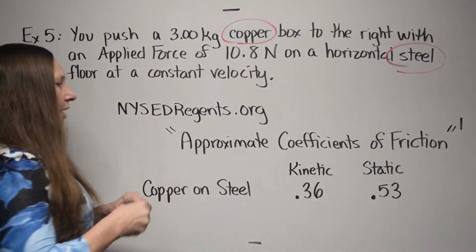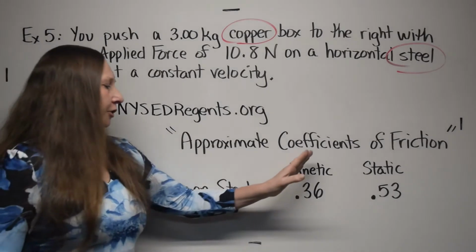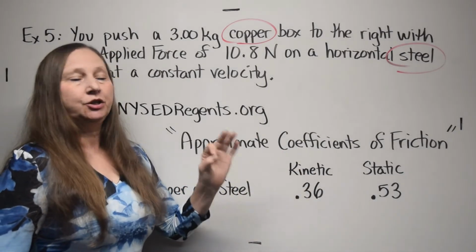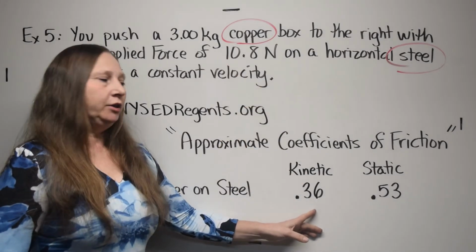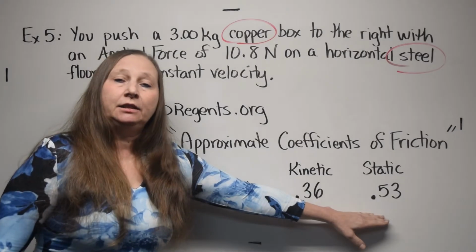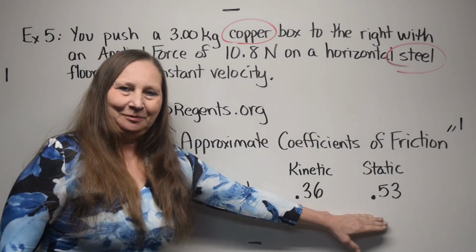All right, so approximate coefficients of friction. Now, copper on steel. For kinetic, in other words, if the box is moving, which it is, the coefficient is 0.36. If you were trying to get the box started moving, it would be 0.53.